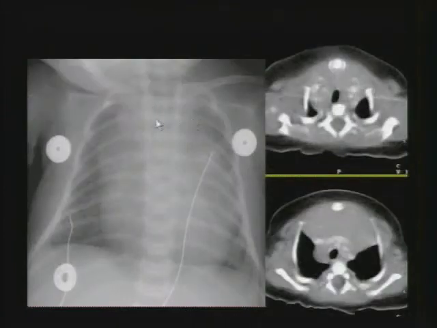Now, in children, we frequently see a large thymus, but on occasion we see a density behind the thymus that might be tricky.